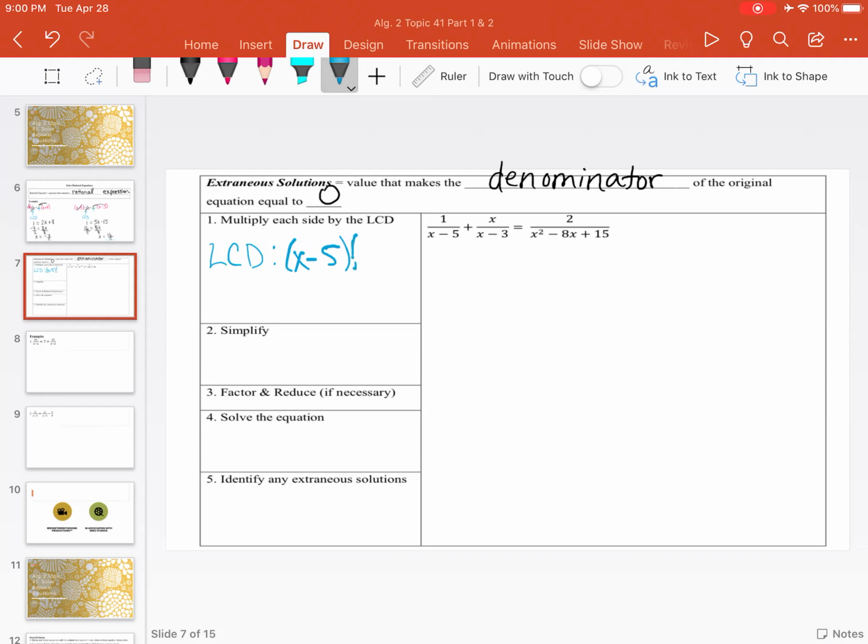We have x minus 3. And if we look on the right-hand side, we have x squared minus 8x plus 15. But actually, if we factor that, we get x minus 5 times x minus 3. So we don't need to rewrite it, but just x minus 5 times x minus 3, that is our least common denominator.